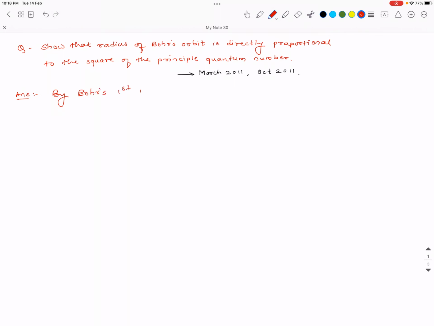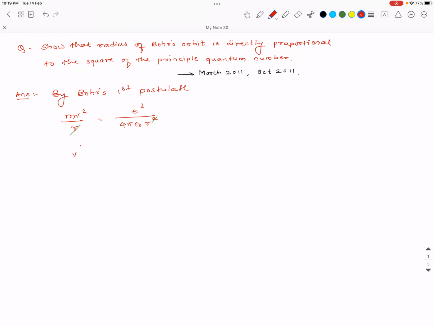The first postulate is that, in the case of an electron revolving in an atom, the centripetal force is provided by the electrostatic force. It is given by this formula: centripetal force mv square by r, and electrostatic force e square divided by 4 pi epsilon 0 r square. Now we can cancel the common term r. We get mv square is equal to e square divided by 4 pi epsilon 0 r.